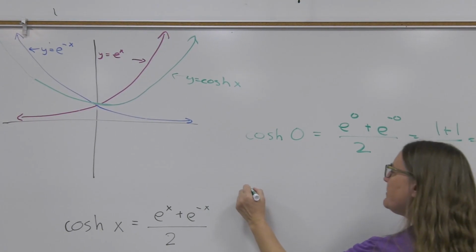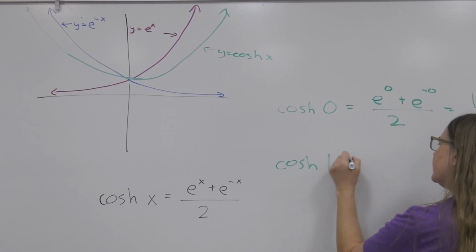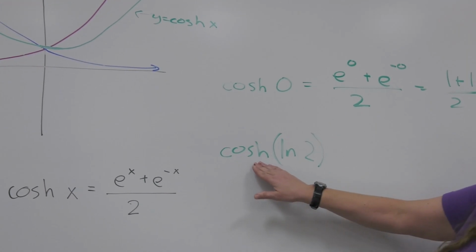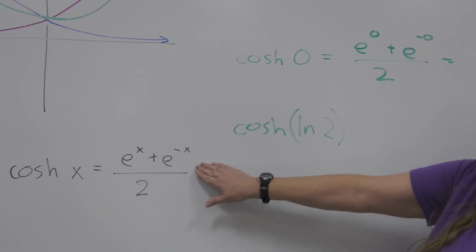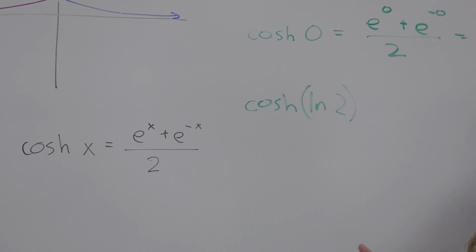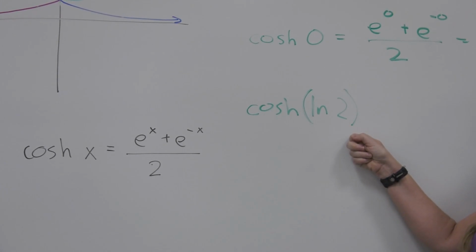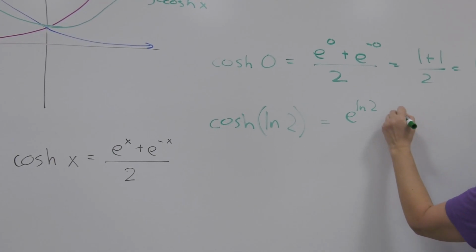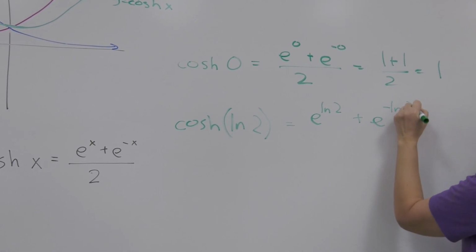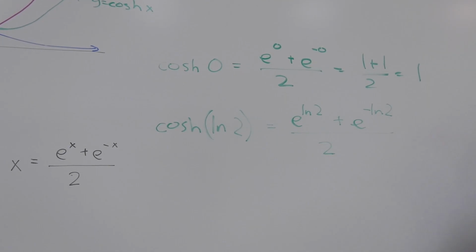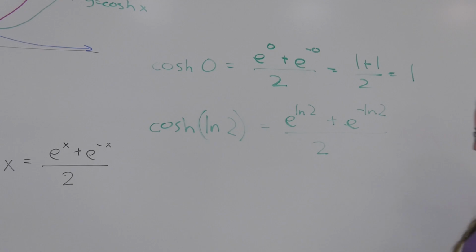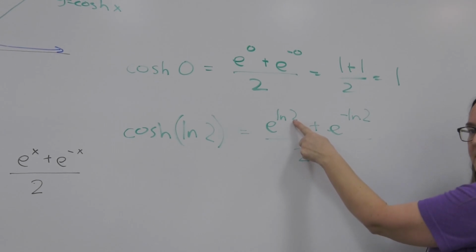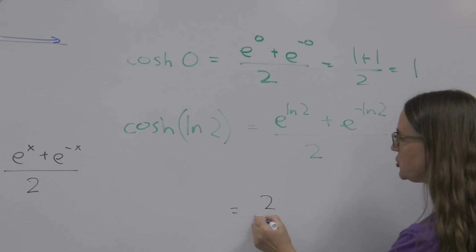Okay. If I want to evaluate it at another place, let's try cosh of natural log of 2. Because the definition involves exponential functions, the places that it's easiest to plug in are actually natural logs. So this is going to give me e to the natural log of 2 plus e to the negative natural log of 2, all over 2. Now, e to the natural log of 2, that's just a composition of inverse functions. So they undo each other, and that's just 2.